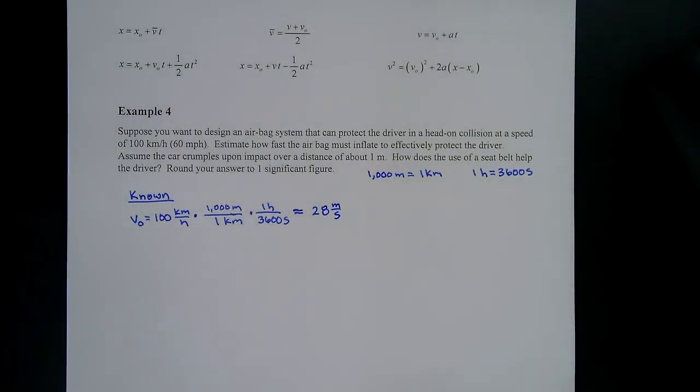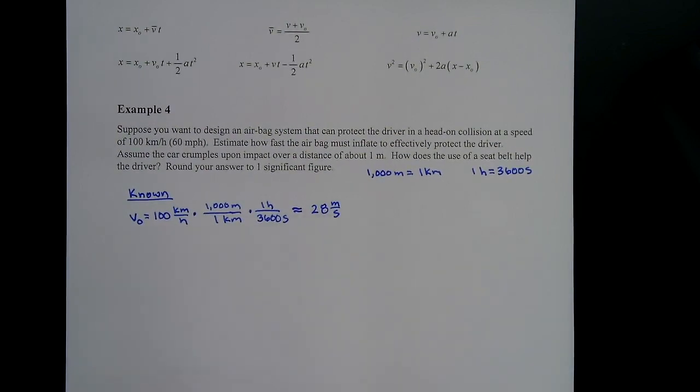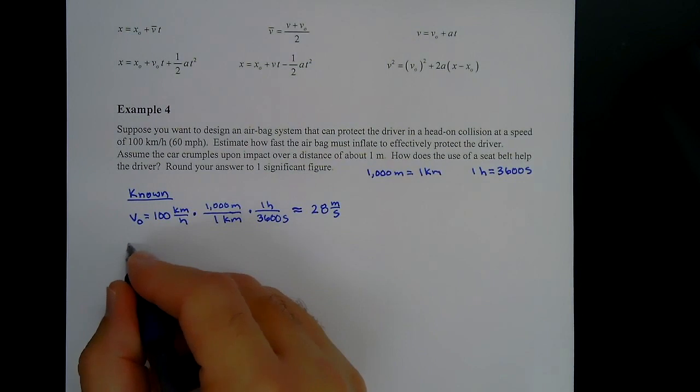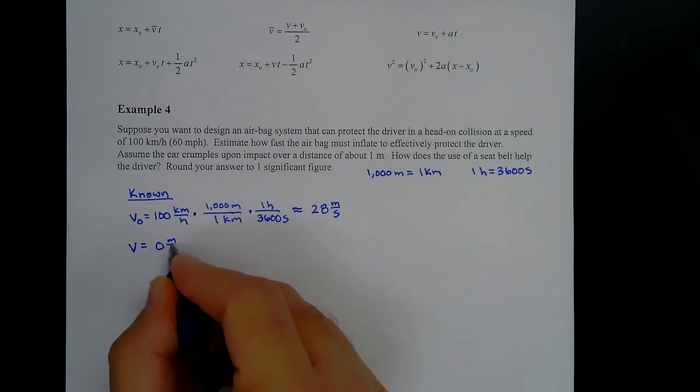Now we're going to use some rounded values, which can cause us to be off, but this is happening so fast that these values, even if we round them, aren't going to make that big of a difference. This is going to be a really short period of time, how long it takes to inflate. So any estimate is not going to throw us off that much. Now our final velocity when this happens has to be 0 meters per second.